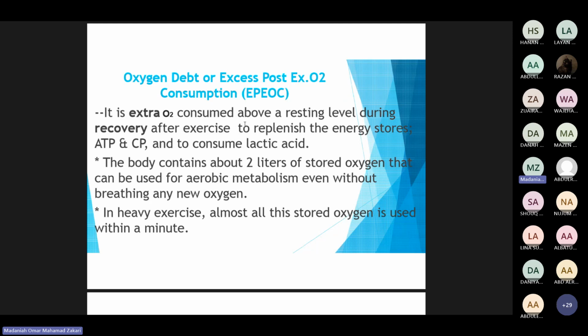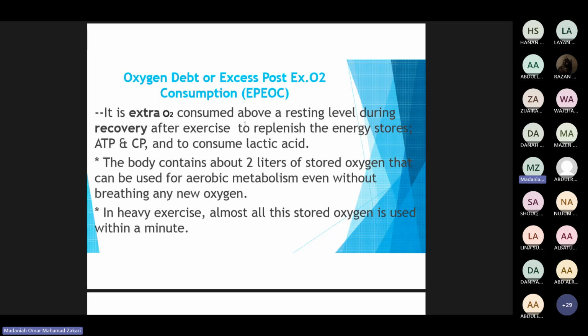After exercise, it's called the recovery state. In it, we replenish the energy stores, the ATP that I used in the exercise, and creatine phosphate. I need to build it again, and I need to consume the lactic acid that I built up in the tissue.